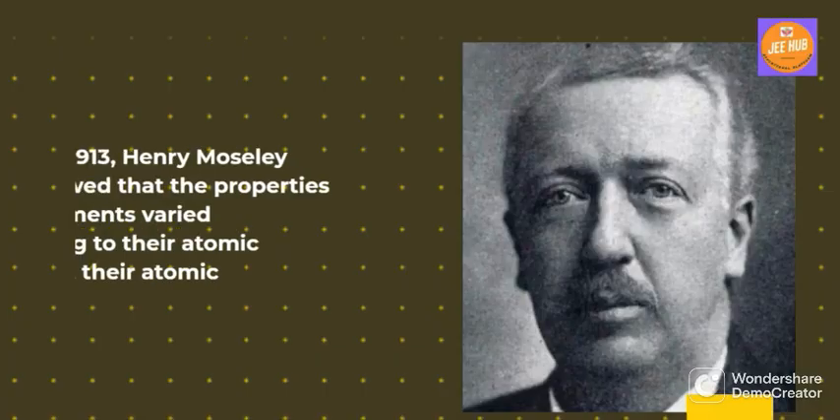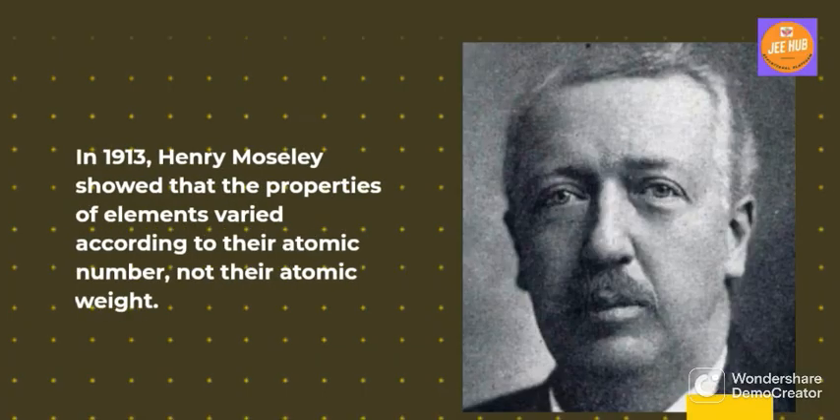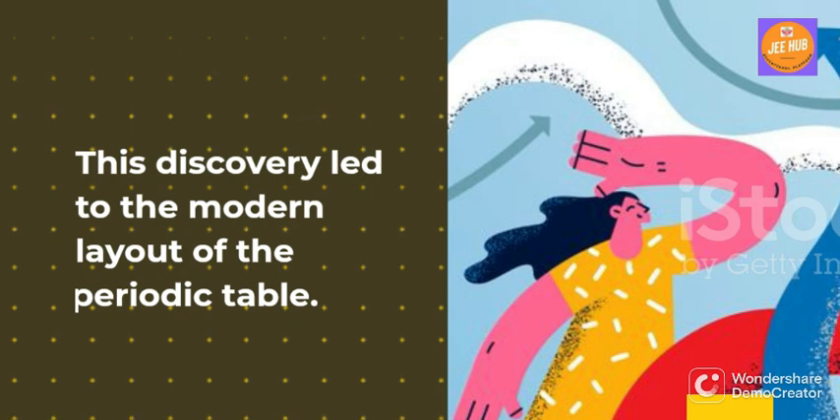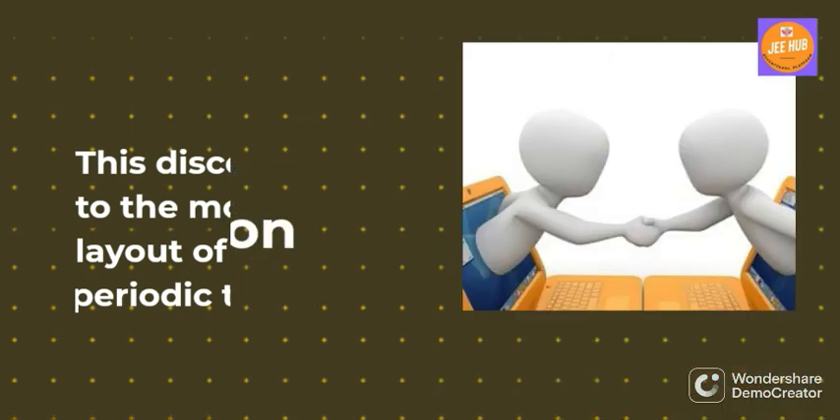In 1913, Henry Moseley showed that the properties of elements varied according to their atomic number, not their atomic weight. This discovery led to the modern layout of the periodic table.